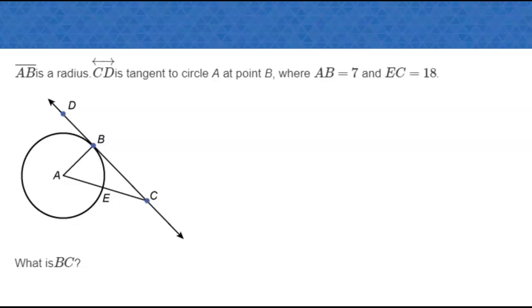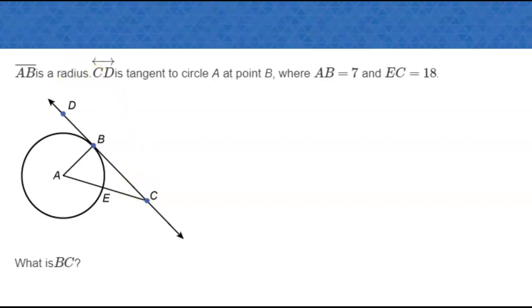Your question could also look like this. AB is a radius. CD is tangent to circle A at point B. AB is 7 and EC is 18. What is BC?